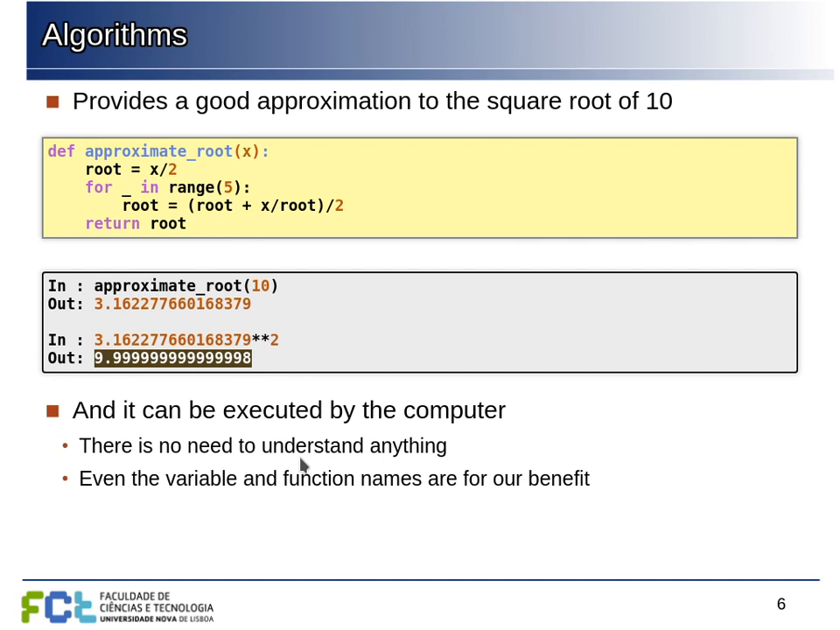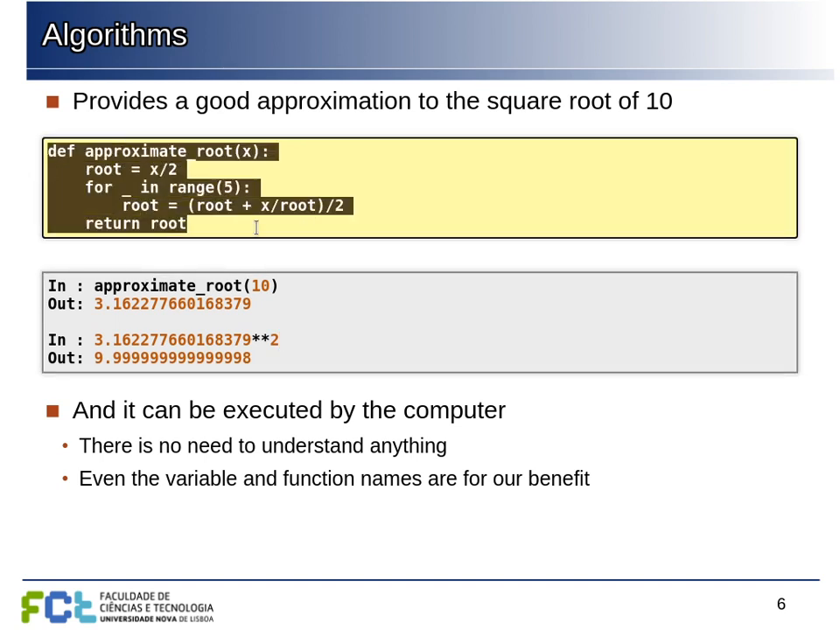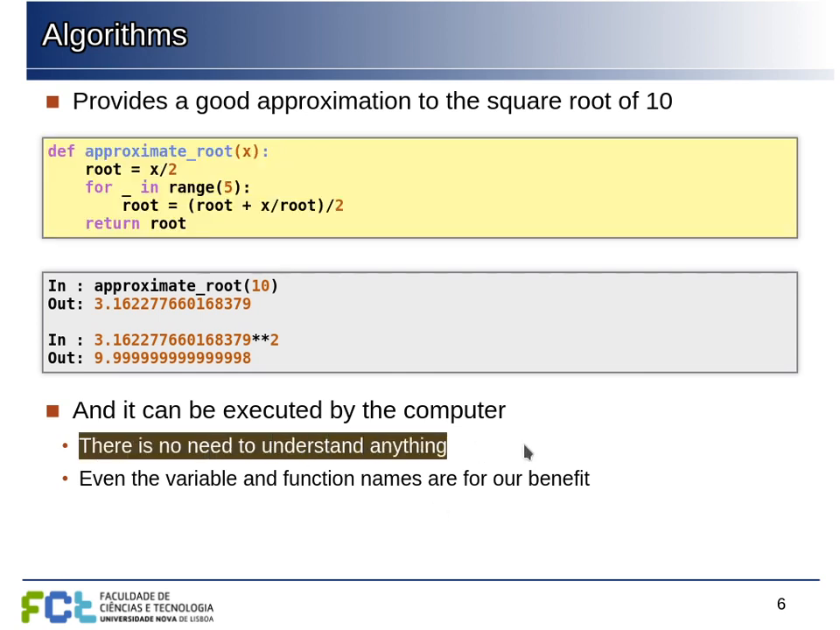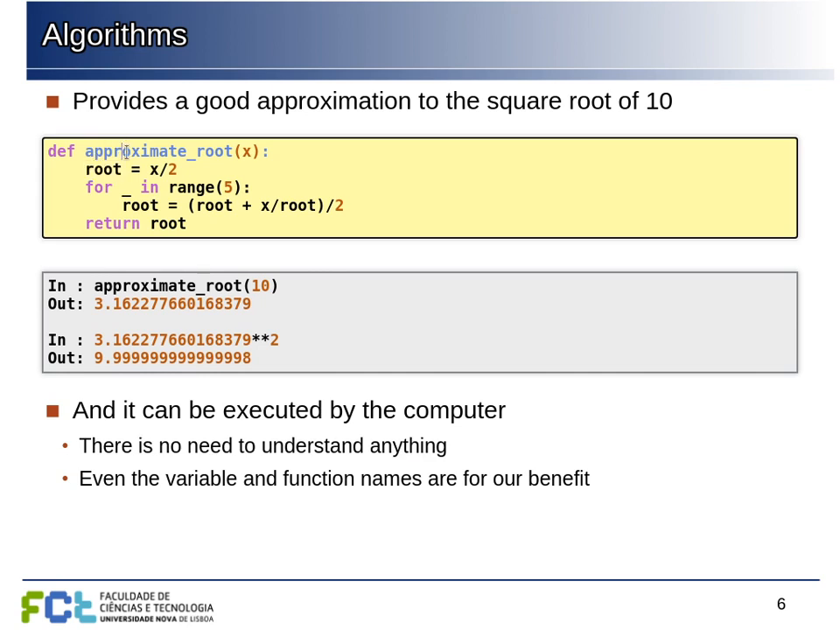So this, at least for 10, is a good approximation, and the big advantage is that by specifying the algorithm in this way, we have everything precisely defined, so that's why this is an algorithm, and so the computer can execute it. The computer does not need to understand anything here. Even these names, root, approximate root, and so on, are just for our benefit when we read the code. The computer does not understand what they mean, but the computer can execute all these steps. So this is what an algorithm is.